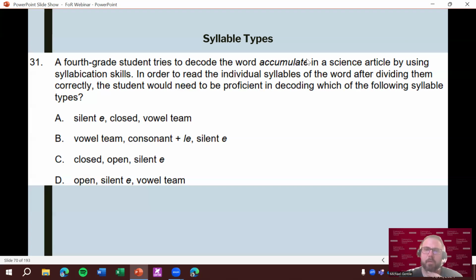late, fourth syllable. And this is a silent E syllable. So we have closed, open, open, silent E. So what of these answers? Of course, it's C. Ac, cu, mu, late.